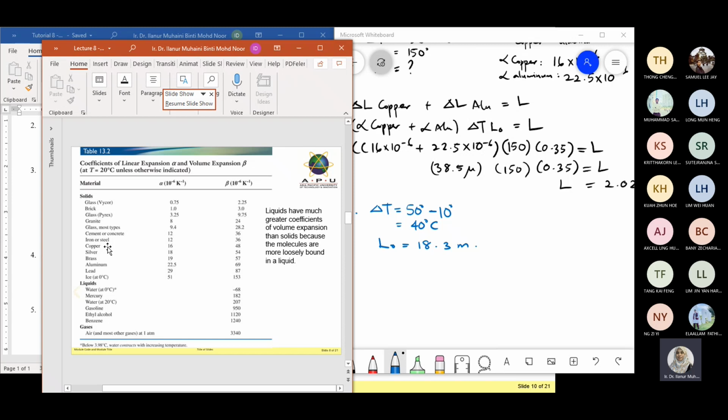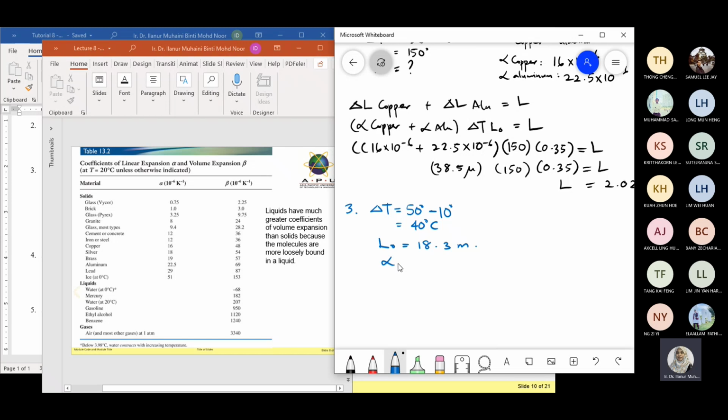Iron or steel? Oh, because steel is at the right side. I was searching for S here. So steel is 12. Alpha steel equal to 12 times 10 negative 6. Okay, refer to here, 10 negative 6, Kelvin negative 1, the unit. Don't put the unit in the calculation, later you confuse.